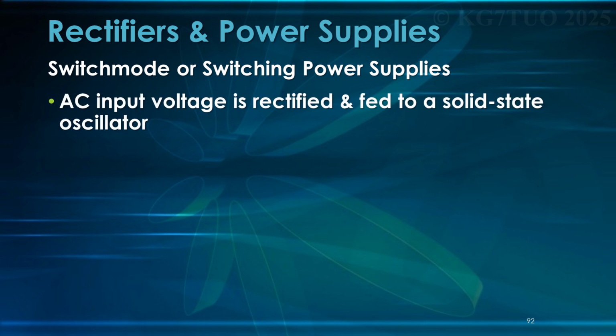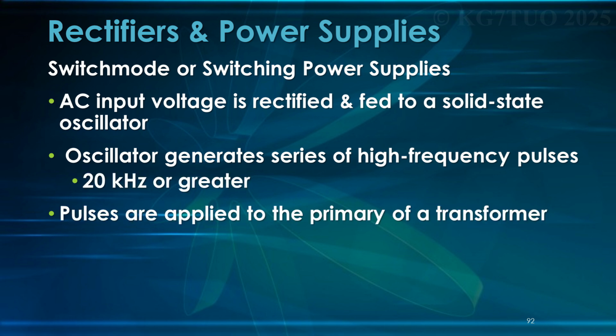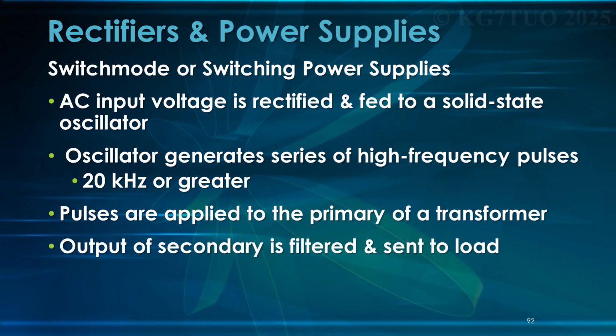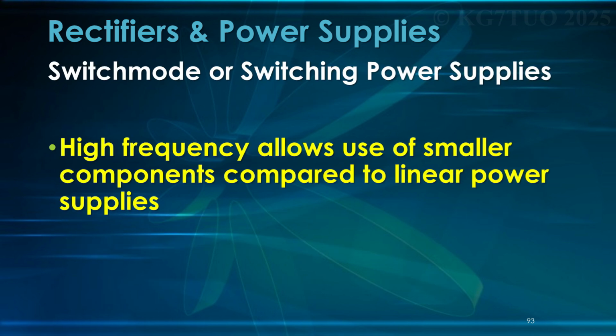The AC input voltage is rectified and fed to a solid state oscillator. The oscillator generates a series of high frequency pulses, 20 kilohertz or more. Pulses are applied to the primary of a transformer. The output of the secondary is filtered and sent to the load, and the voltage is regulated by varying the pulses fed to the transformer. Switch mode, switching power supplies: high frequency allows use of smaller components compared to the linear power supply.